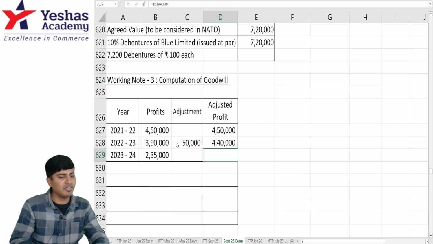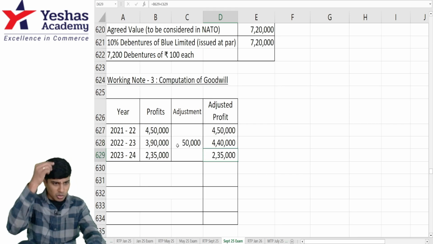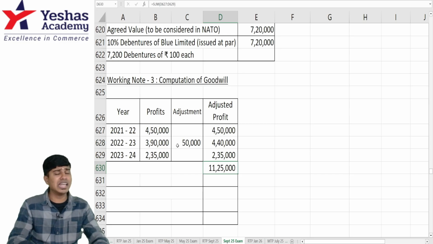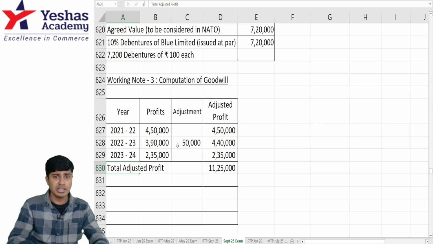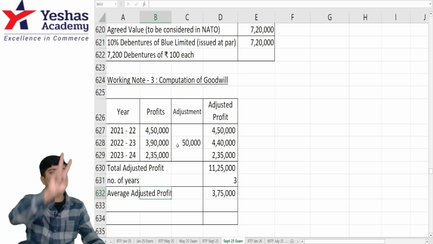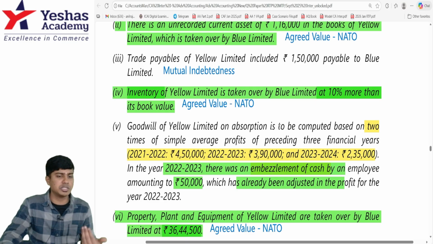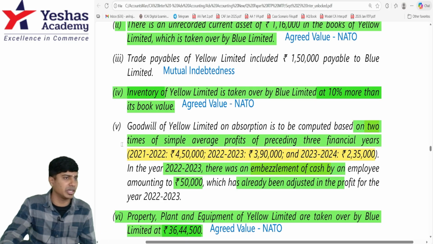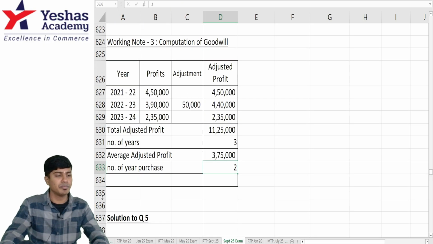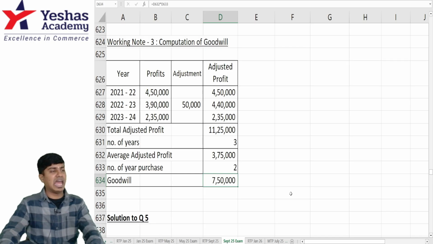This will be 4 lakh 50 and 2 lakh 35 as it is. Now add all the three profits. This is the total adjusted profit of 3 years. Divide it by 3 years, you will get the adjusted average profit. They are supposed to take 2 years purchase, meaning they are expecting this profit to be earned for 2 consecutive years. So I'll multiply it with the number of years purchase, 2. Goodwill becomes 7 lakh 50.